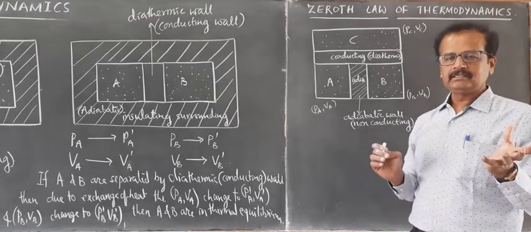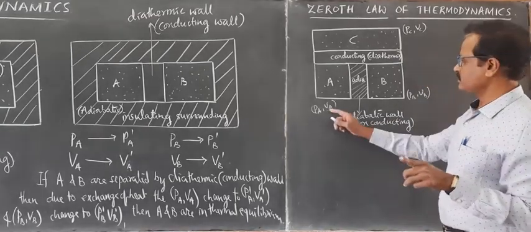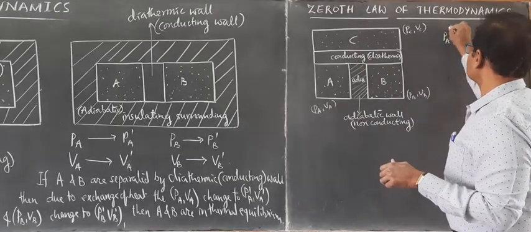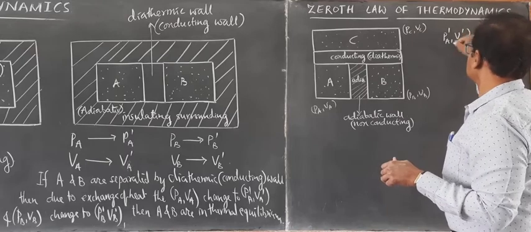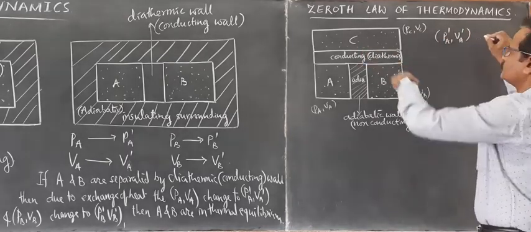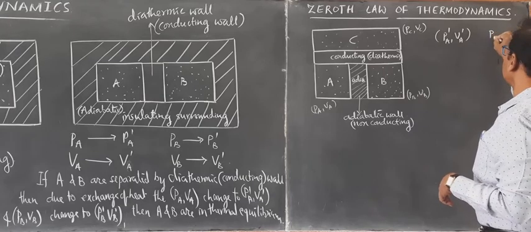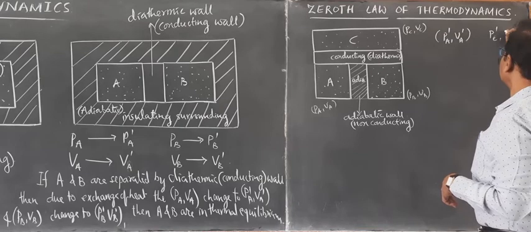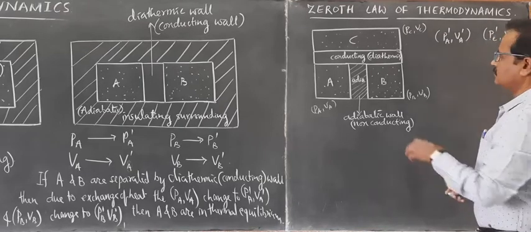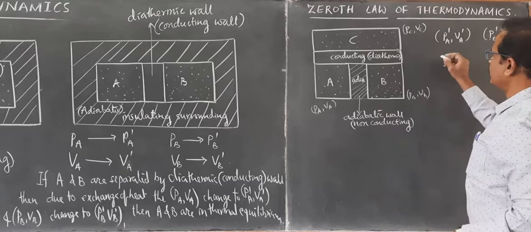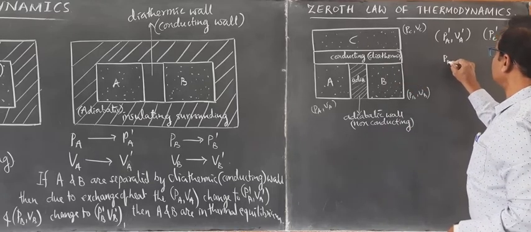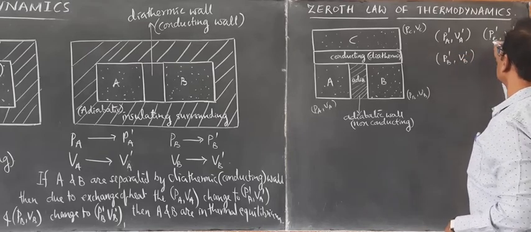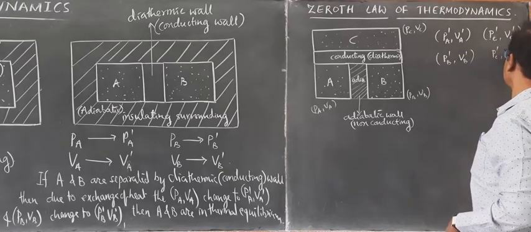As a result, the pressure and volume values of A, PA and VA, with respect to C will become PA dash, VA dash, and the values of C will be PC dash and VC dash. And similarly, at the same moment, system B will possess PB dash, VB dash, and at that moment it will have the same PC dash and VC dash.